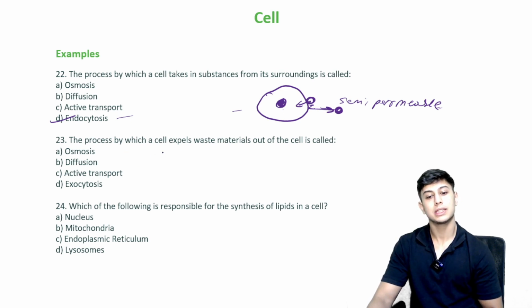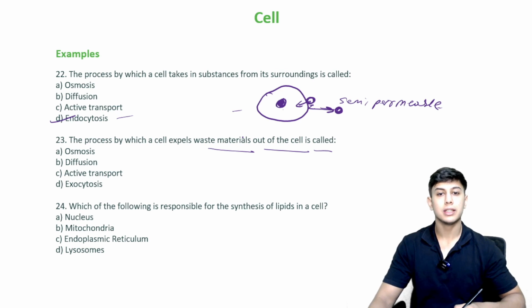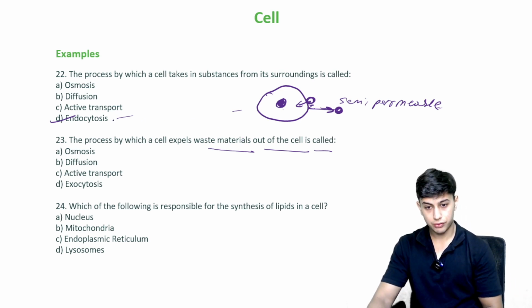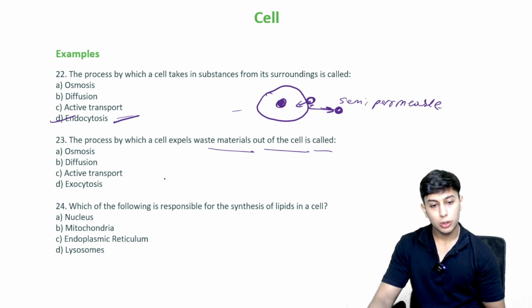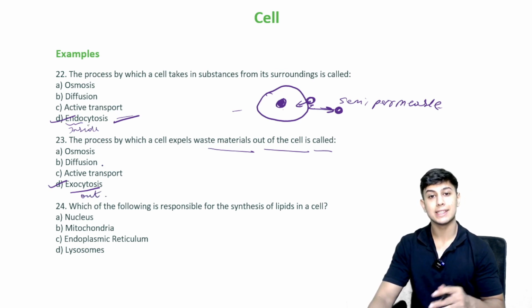The process by which a cell expels waste materials out of the cell is called what? So like taking out toxins, waste materials should be released. Alright, so taking in of food was endocytosis. Now throwing out waste material should be what? Option D, exocytosis. So endo means inside, exo means out. We exhale, we breathe out.